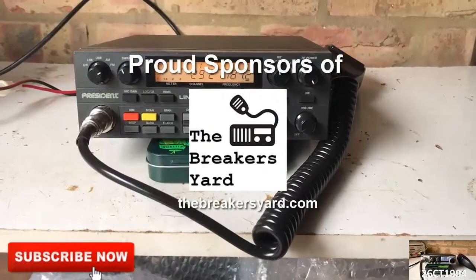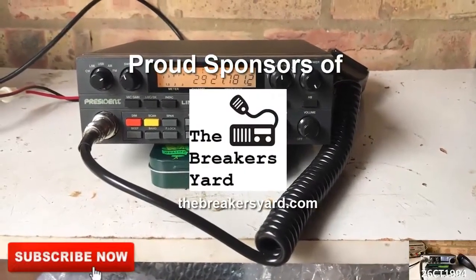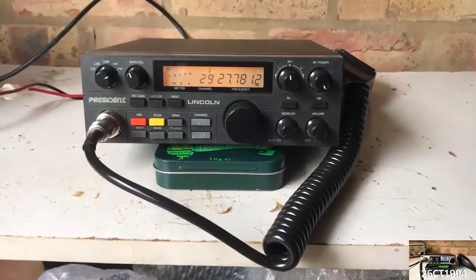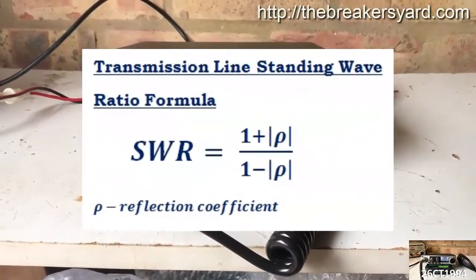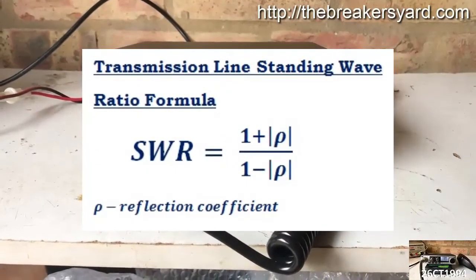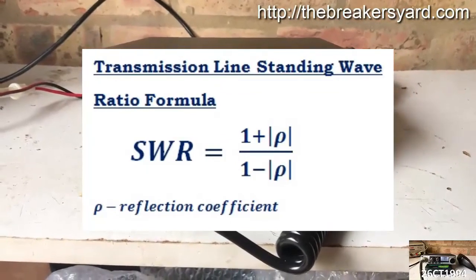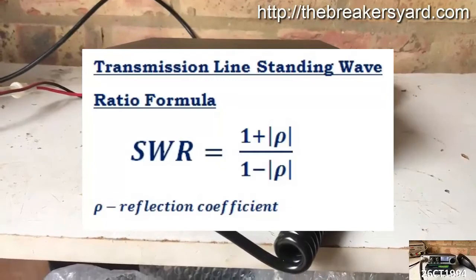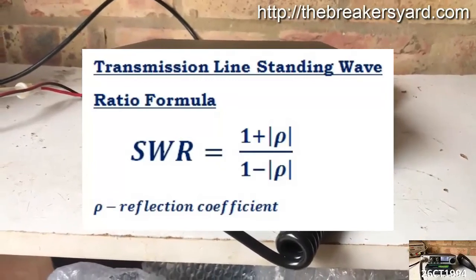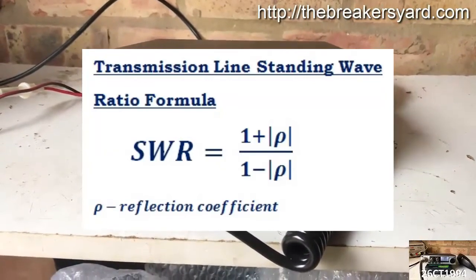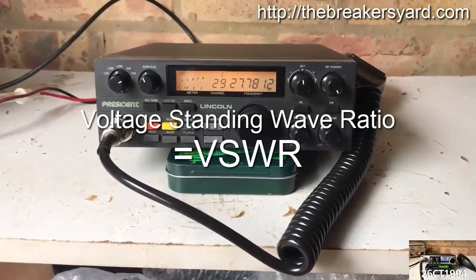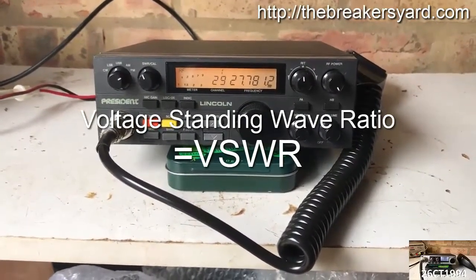Standing wave ratio, or SWR, is a mathematical expression of the non-uniformity of an electromagnetic field, or EM field, on a transmission line such as a coax cable. Usually SWR is defined as the ratio of the maximum radio frequency, RF, voltage to the minimum RF voltage along the line. This is also known as the voltage standing wave ratio, VSWR.